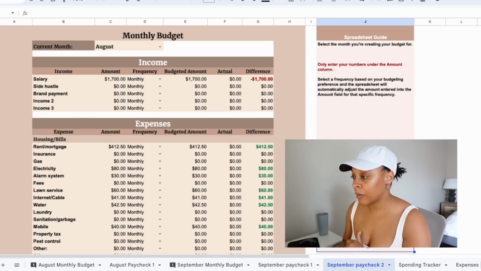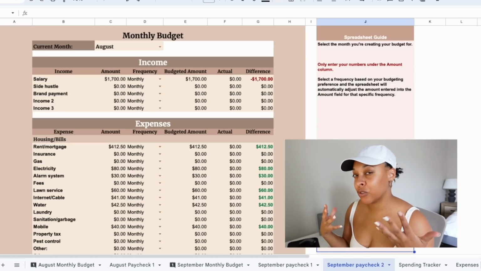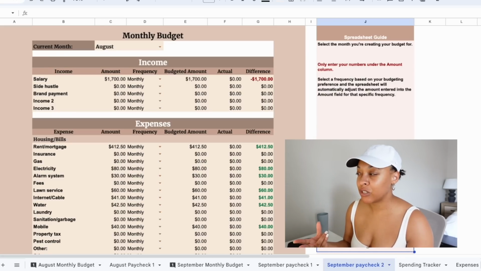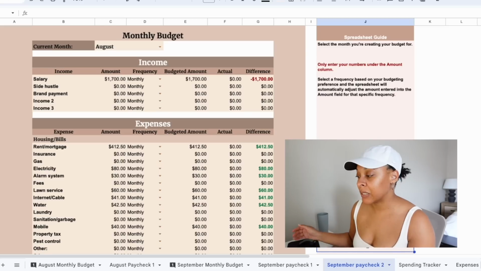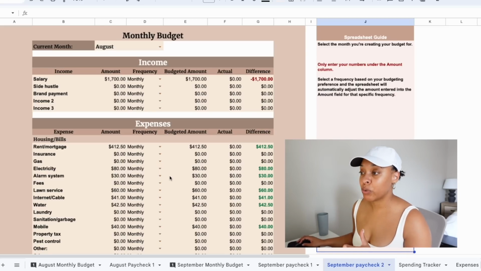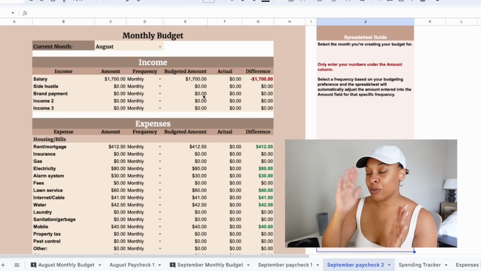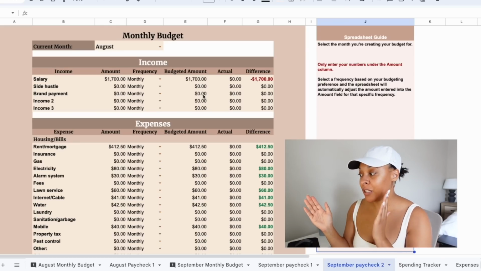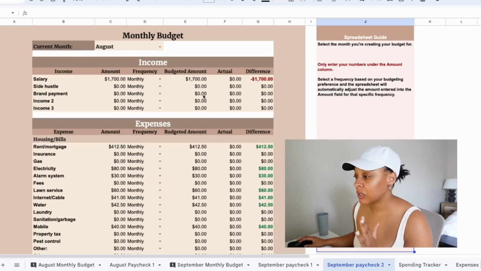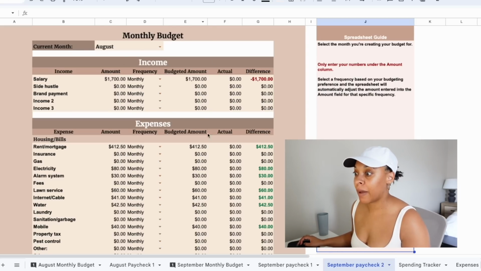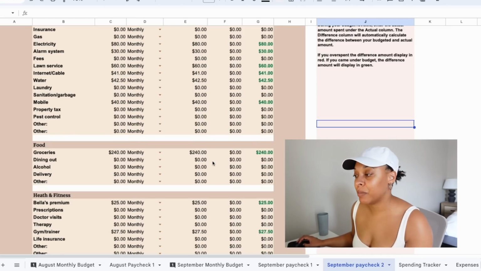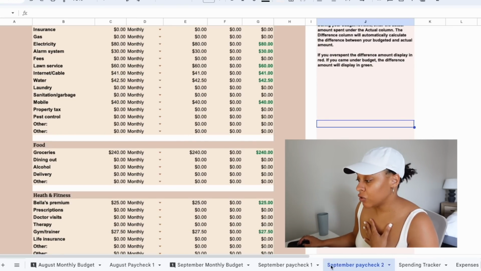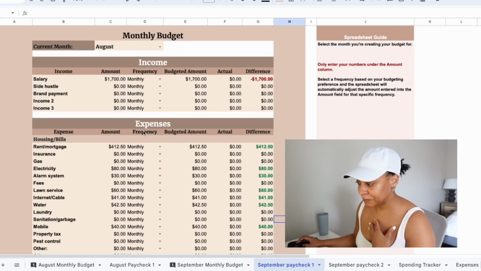But a lot of the times you will have excess because you're only budgeting for 2 paychecks versus 3, if that makes sense. But you'll still need to make sure that that third paycheck is covering the bills that you need in between your next paycheck and the paycheck that you just had, because you're still gonna have bills coming out, so it's not technically a free paycheck. So let's go to September paycheck 1.